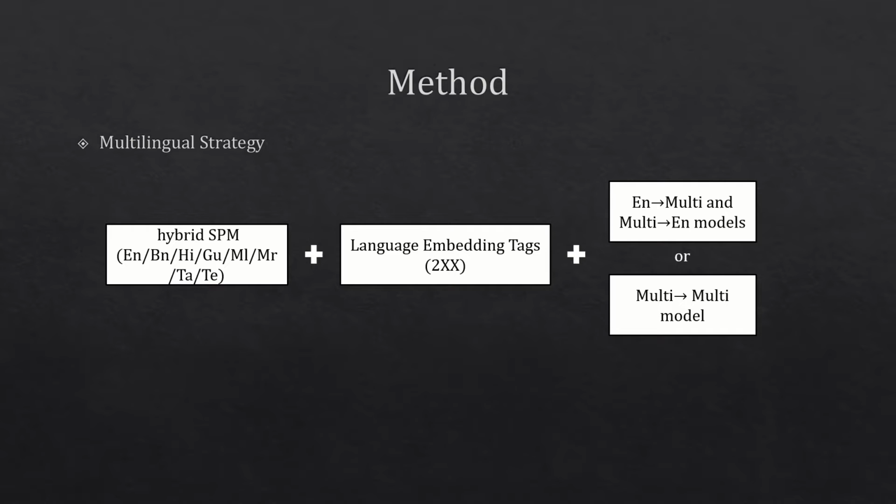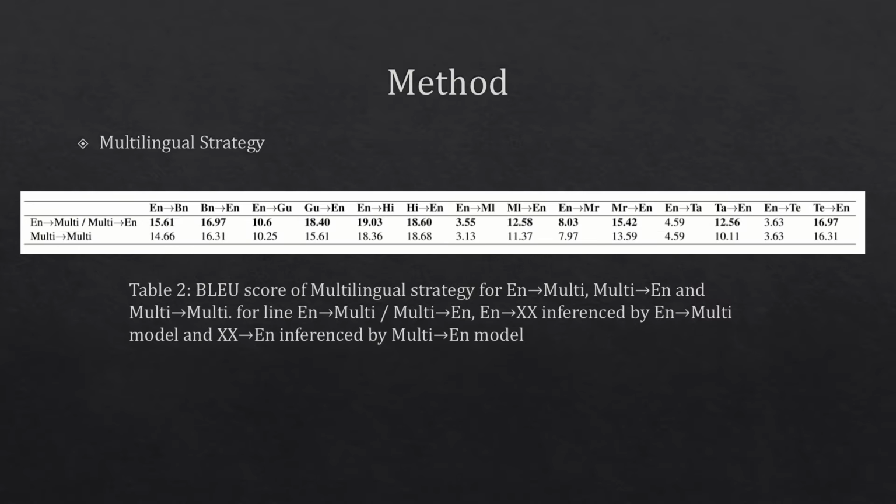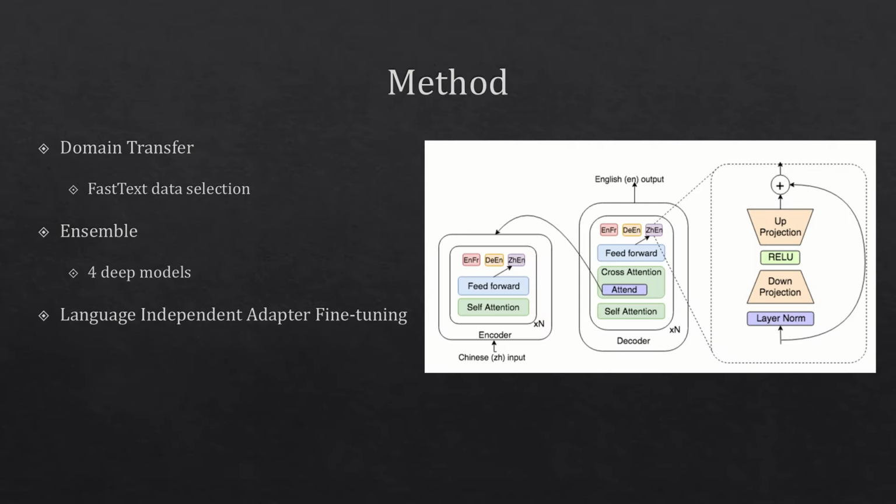When training multilingual models, there are basically two strategies: two models, with English to multi-languages and multi-languages to English separately, or a single multi-language to multi-language model. We tested both methods, and you can see our results in the table. Our experiment proved that the two separate models performed a little bit better than the single hybrid model. We did a domain transfer with a fastText classifier. Since I have introduced this strategy before, I will skip this part here.